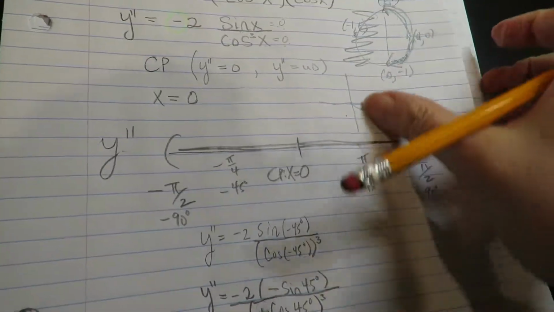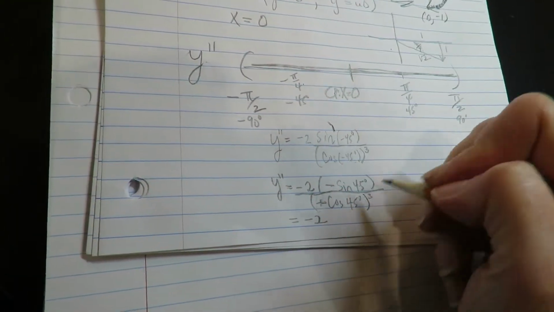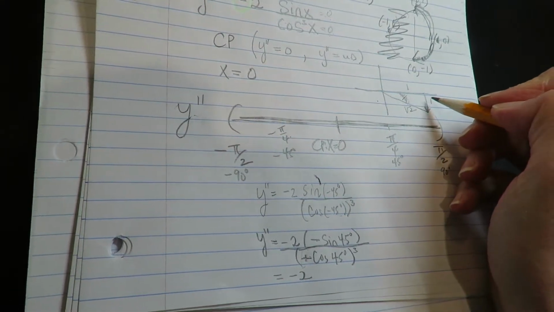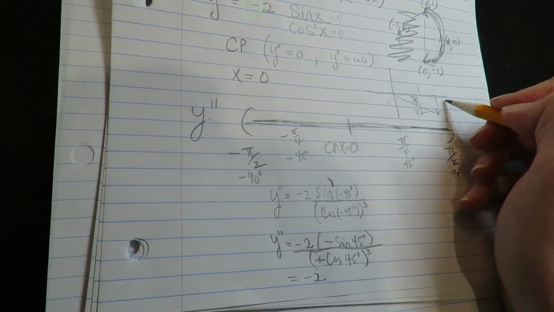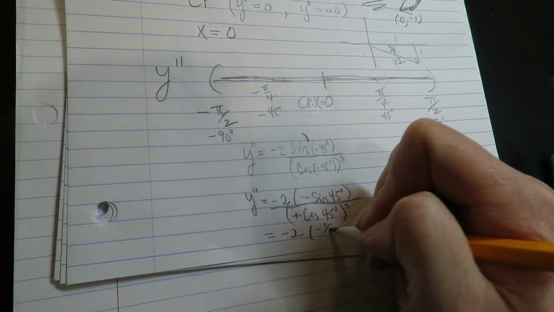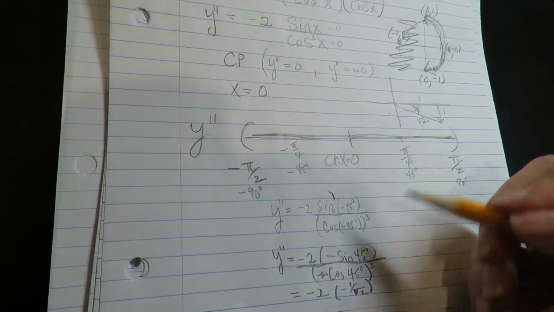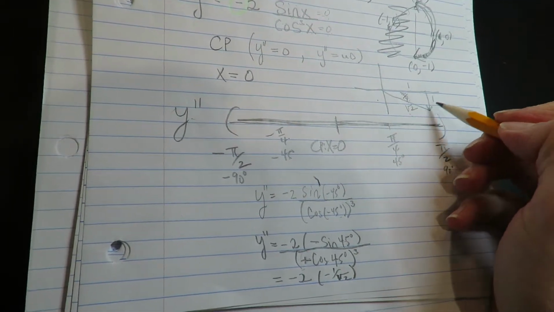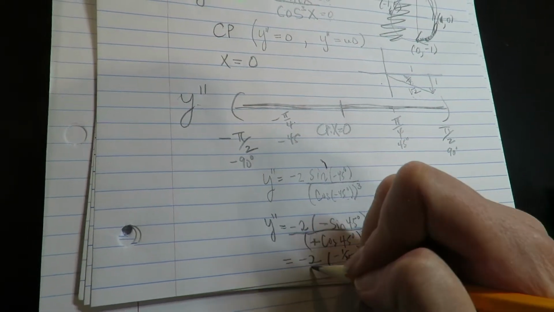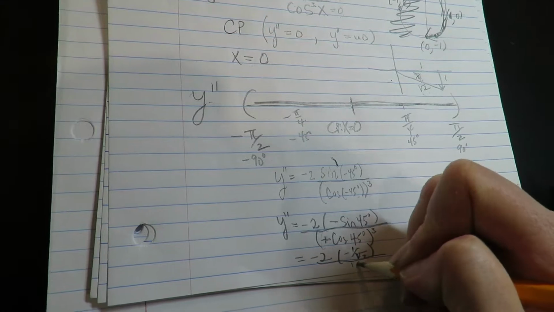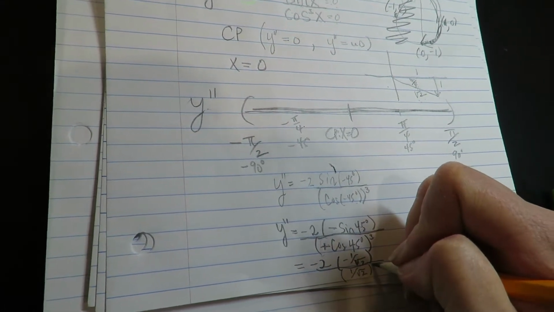I'm going to crunch out the numbers because I know the sides of this triangle. So it's -2 sine of 45. It's 1 opposite over hypotenuse. So it's 1 over radical 2. So it's -1 over radical 2. Okay, cosine of 45. That is the adjacent over the hypotenuse. So that's going to be 1 over radical 2 whole quantity cubed.